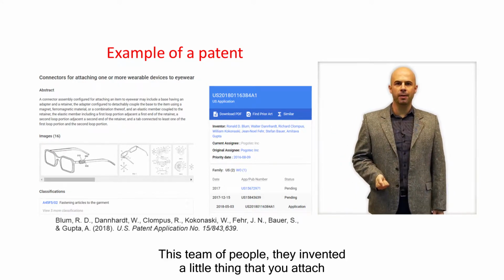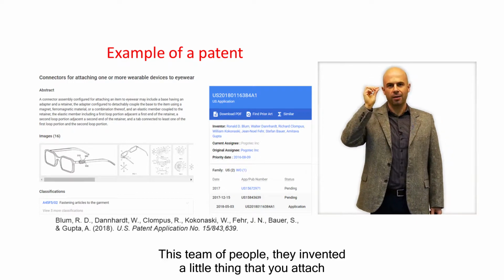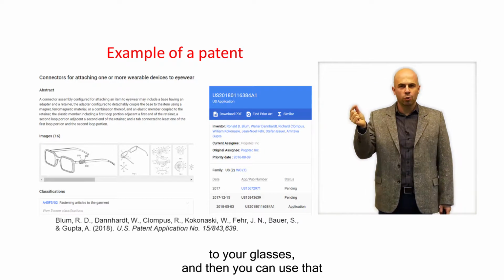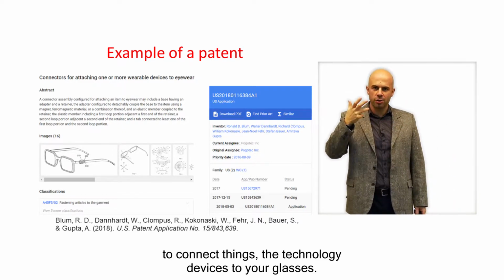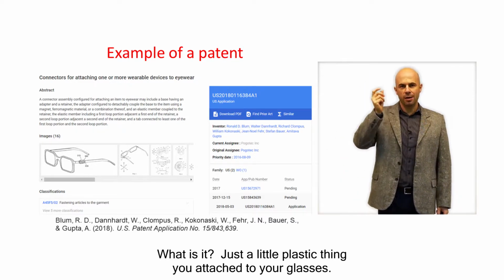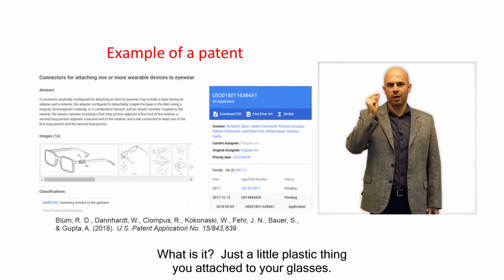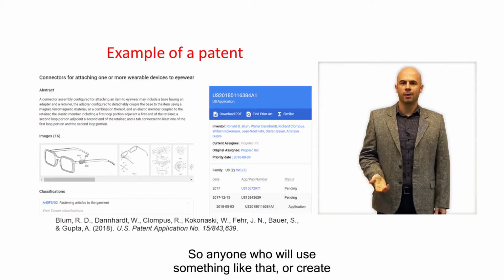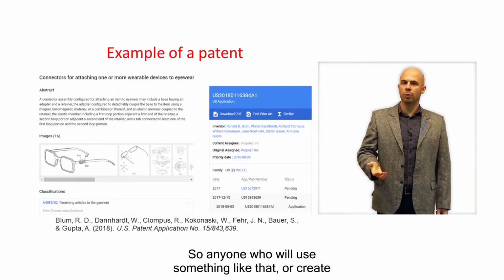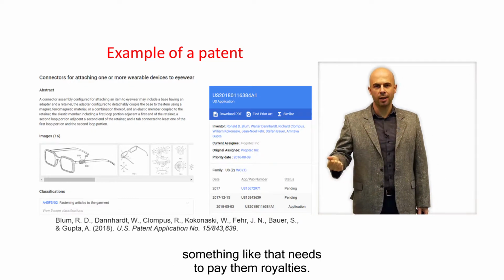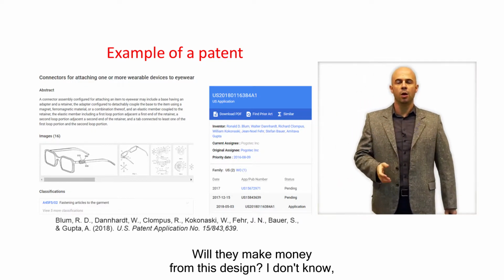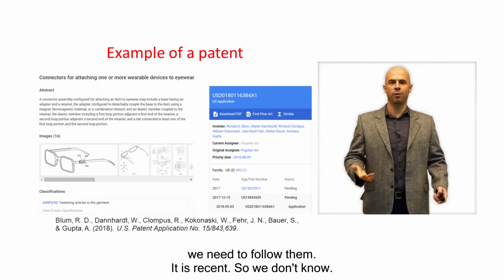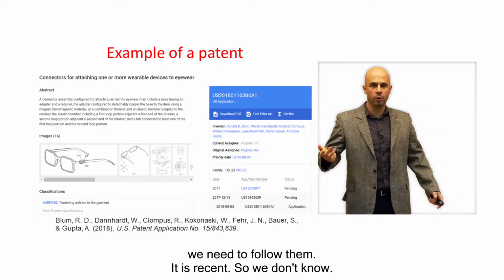This team of people, they invented a little thing that you attach to your glasses, and then you can use that to connect things, the technology devices to your glasses. What is it? It's just a little plastic thing you attach to your glasses. They patented it because they believe they can make money from it. So anyone who will use something like that or create something like that need to pay them royalties. Will they make money from this design? I don't know. We need to follow them. It is recent, so we don't know.